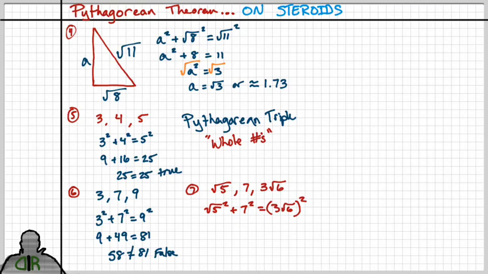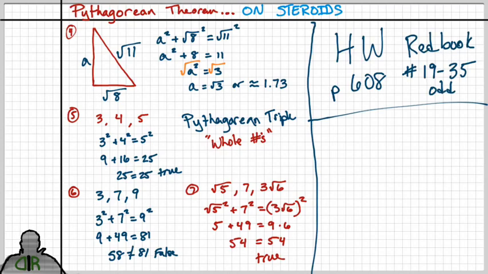So with that one, finding out that it's going to be the longest side, then what we're going to do is just put the other 2 over there and solve it out. Okay, so 5 plus 49 equals 9 times 6. Well, 54 does equal 54, so therefore true. We could draw a right triangle with a side length of root 5, a side length of 7, and a hypotenuse of 3 root 6. It would work.